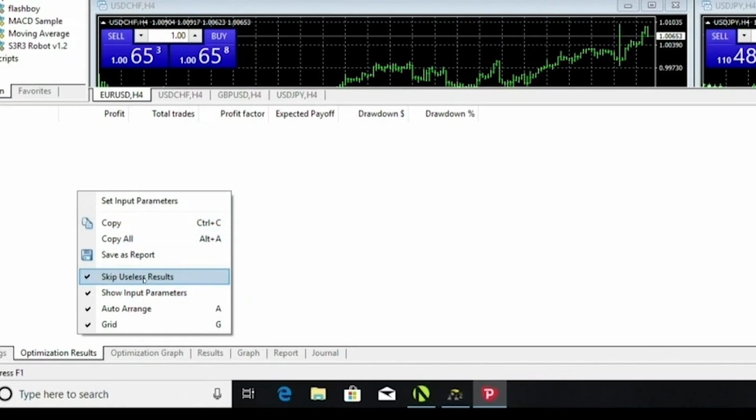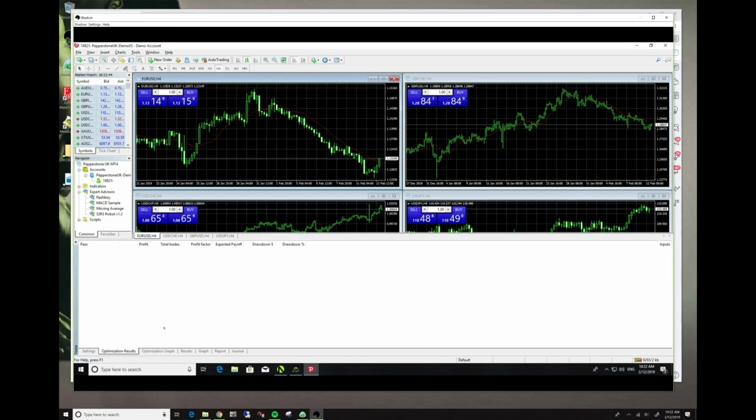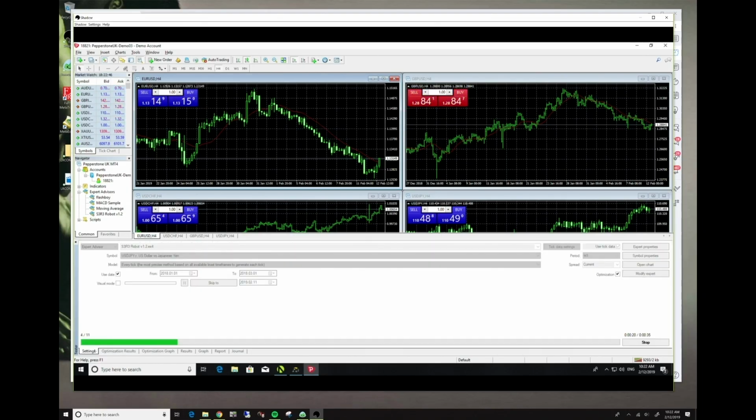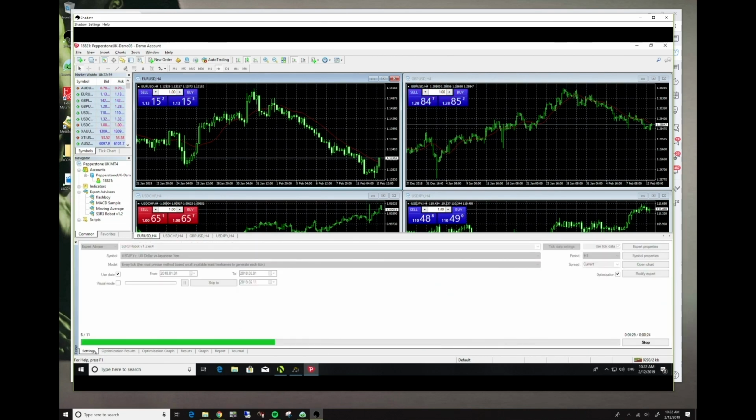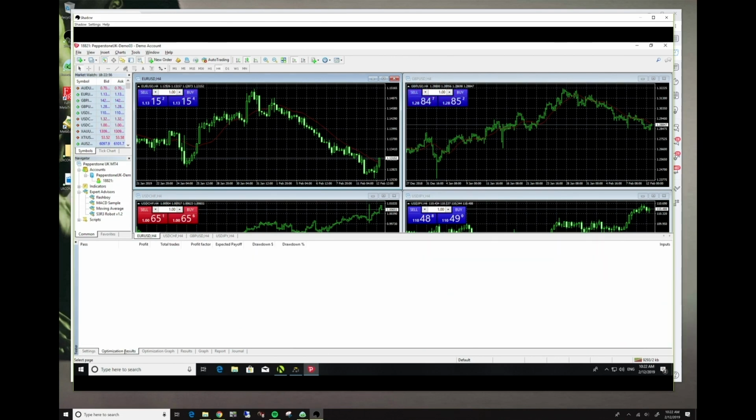And I want to right click and uncheck skip useless results. I want to see the results that don't make money. I want to see all the results if I can. So we'll see if this is running properly. We'll see if any optimization results appear in the screen. It doesn't appear that any results are showing up here. So I just want to pay attention here and see if this is working.